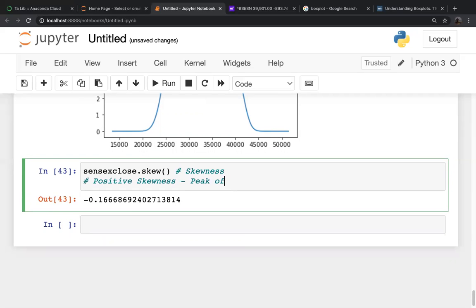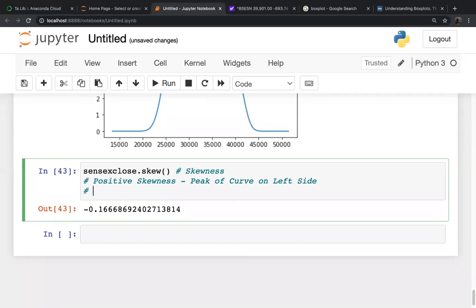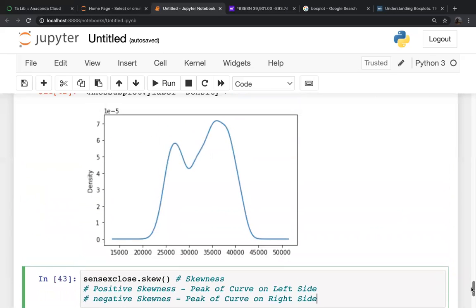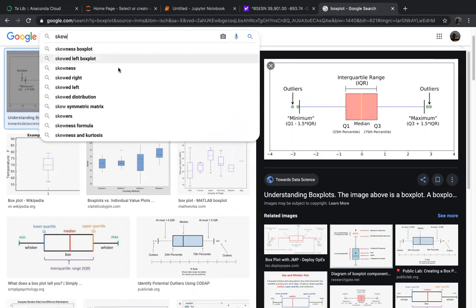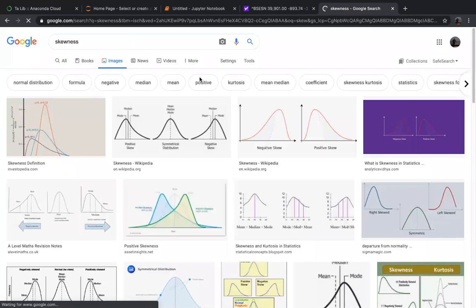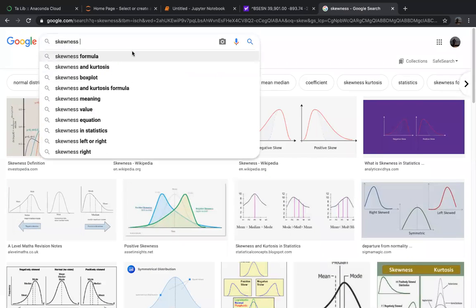the peak of the curve on the left side. Negative skewness, the peak of the curve on the right side. So we can see the data is negatively skewed, minus 0.116. So skewness and kurtosis, the two important things. Skewness is more important. So you can see here, skewness and kurtosis.